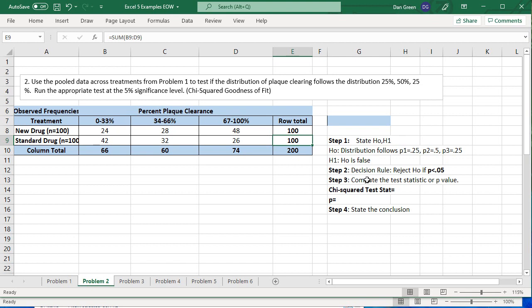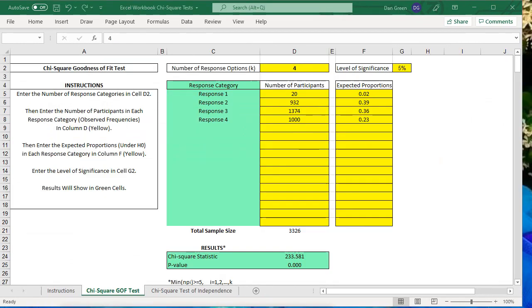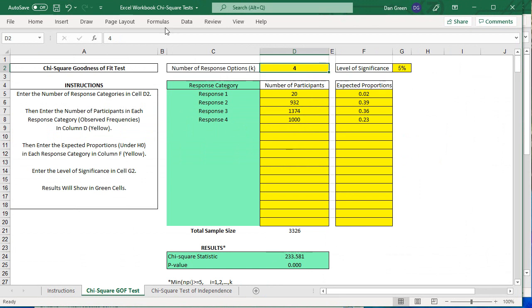For step 3, compute the test statistic. That's where the online workbook comes in. You want to go to the Excel workbook chi-squared tests. Get that out of the class help folder. We want to click on the tab for chi-squared GOF, goodness of fit test. First of all, we've only got 3 categories for plaque clearance, so we'll change the 4 to a 3. We're going to go ahead and delete the current data out of there. Double check your level of significance is at 5%.